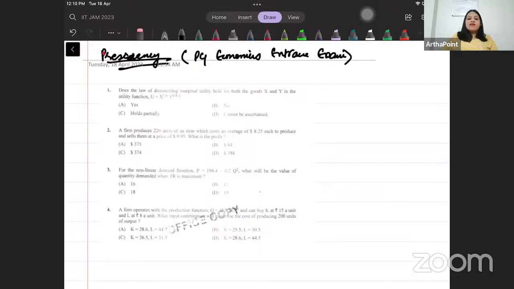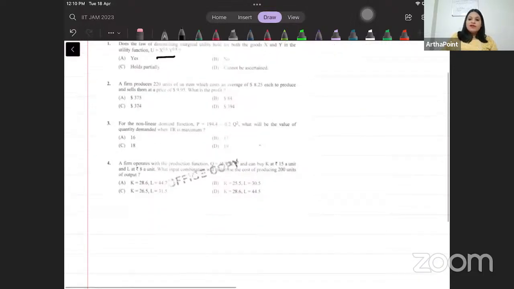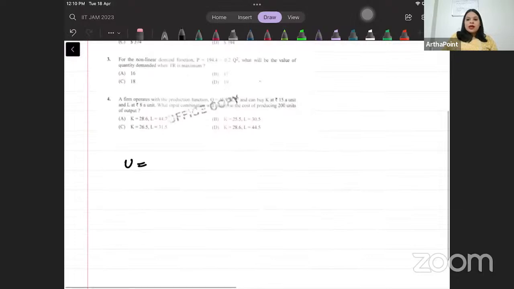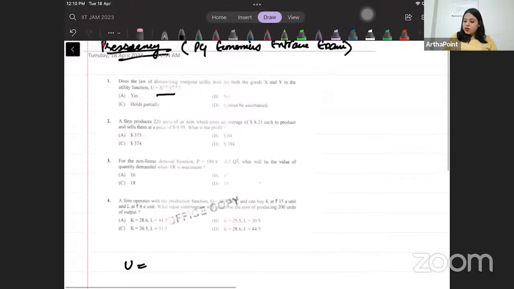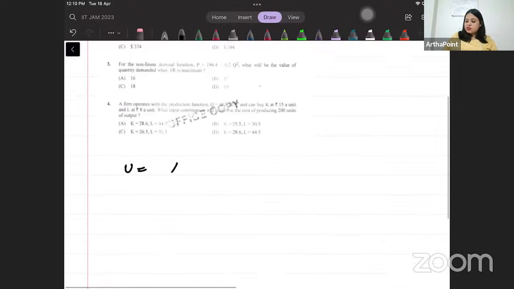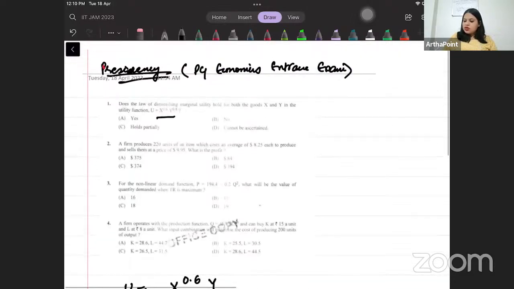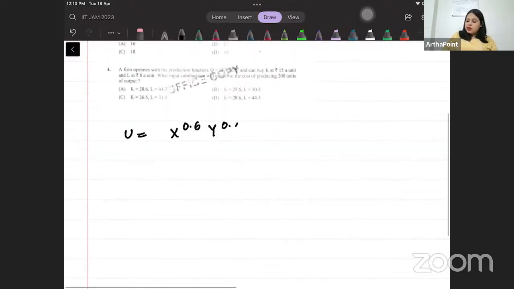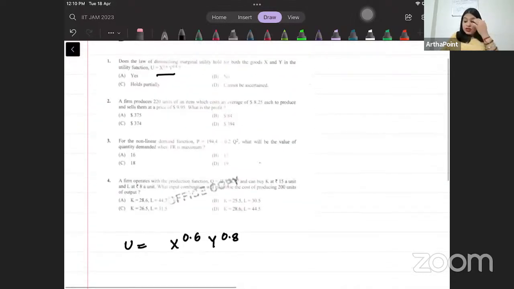Okay, let's have a look. Let's look at the first question. Does the law of diminishing marginal utility hold for both goods X and Y in the utility function given to you? The utility function given is x to the power 0.6, y to the power 0.8, right? This is the utility function given, and it is asking about diminishing marginal utility.